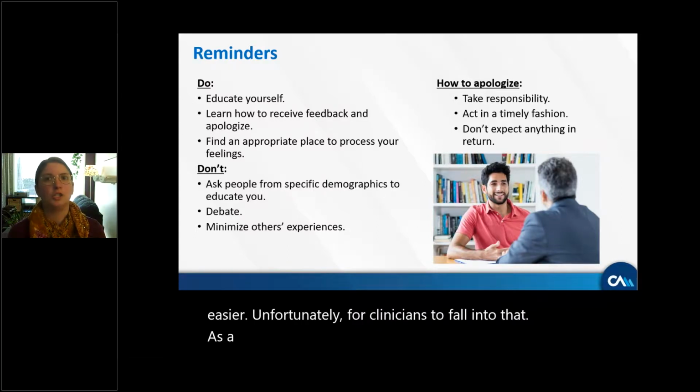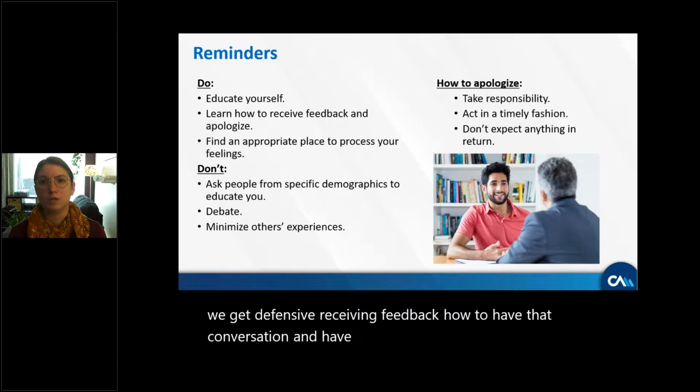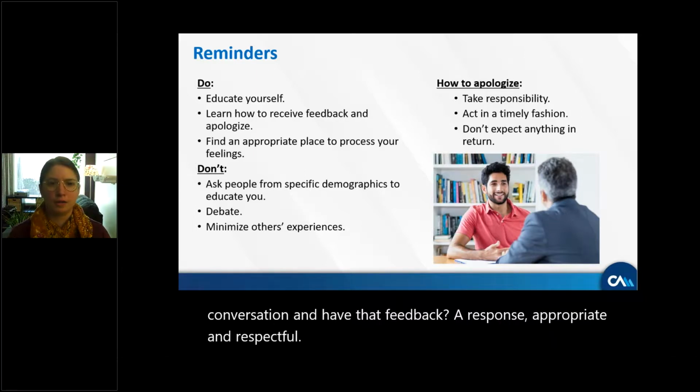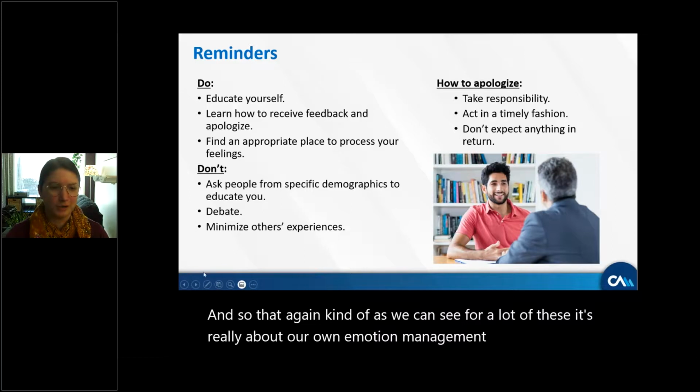And so really checking ourselves if we get defensive receiving feedback, and how to have that conversation and make that feedback response appropriate and respectful. As we can see for a lot of these, it's really about our own emotion management and our own work on ourselves.